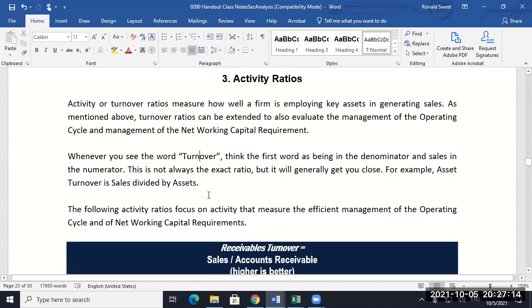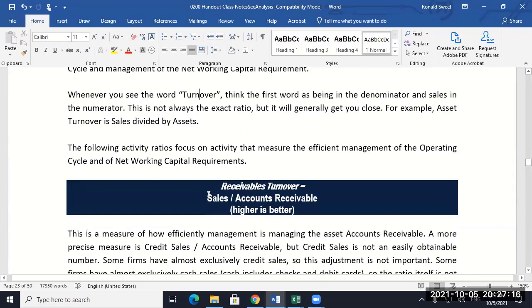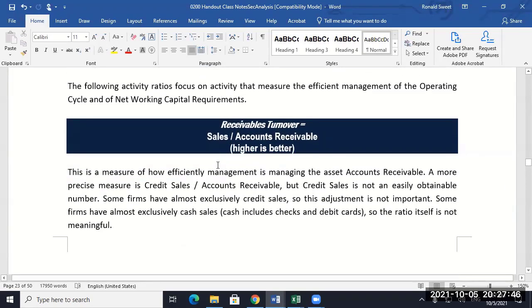Whenever you see turnover, you've got some measure of revenue in the numerator, and whatever the ratio is measuring is in the denominator. So asset turnover is revenue to assets. Inventory turnover is not revenue to inventory, but cost of goods sold to inventory. Accounts receivable turnover. So you put some measure of sales in the numerator and whatever the ratio is measuring in the denominator.